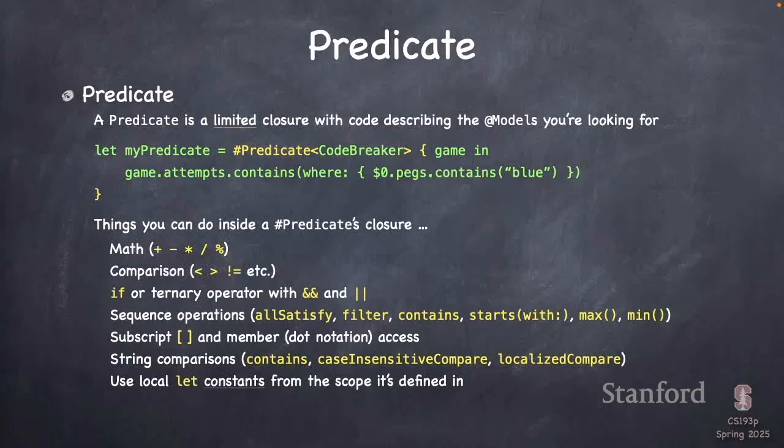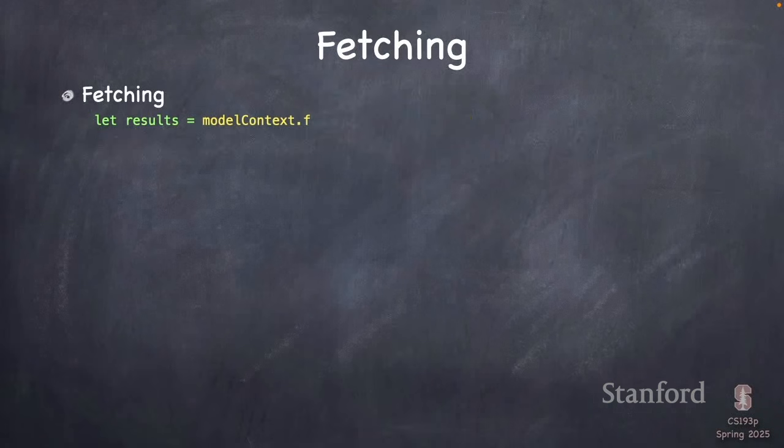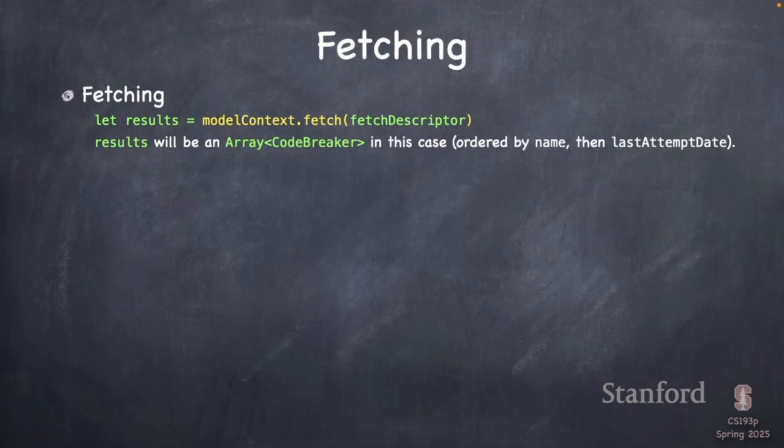So now you know how to make a fetch descriptor out of a predicate and a sortBy that goes with a particular kind of model, which is the don't care of the fetch descriptor. So you create that fetch descriptor and then you call modelContext with it, and it's going to return you an array of all of the assigned models that match that predicate and in that sort order.